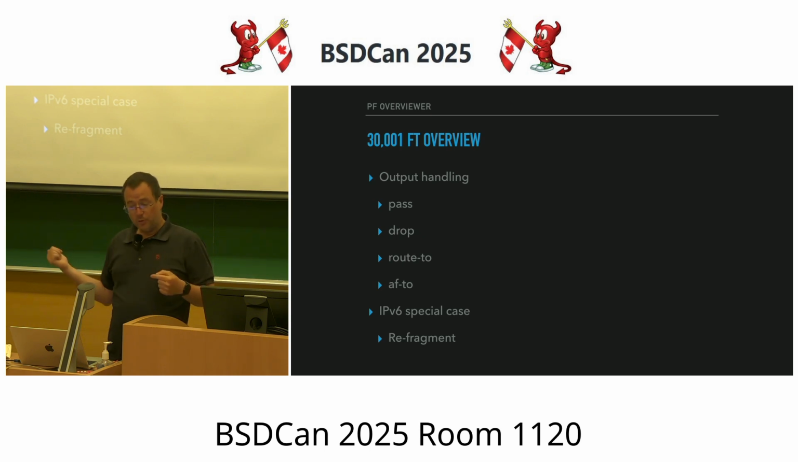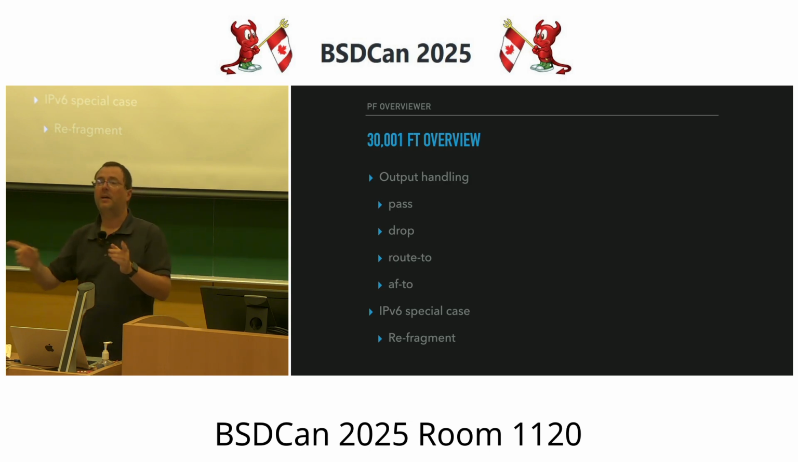So as we output the IPv6 packet, we look at the information that's associated with it that says, oh, we've reassembled this. This is the size we need to refragment to. We refragment the packet. We generate a whole bunch of new packets and output those.